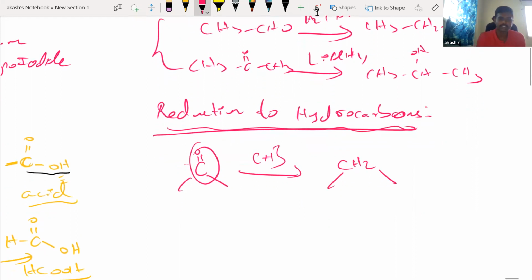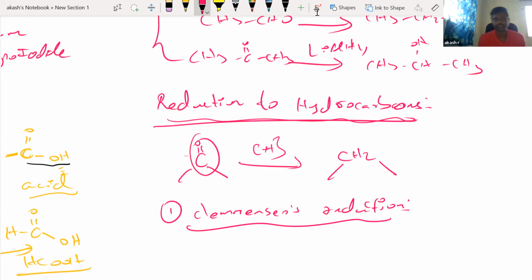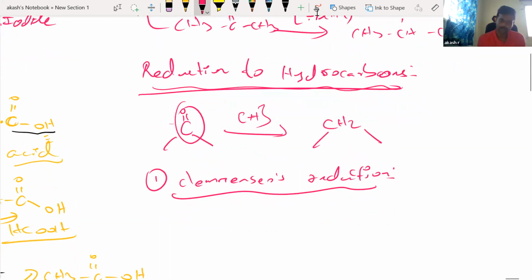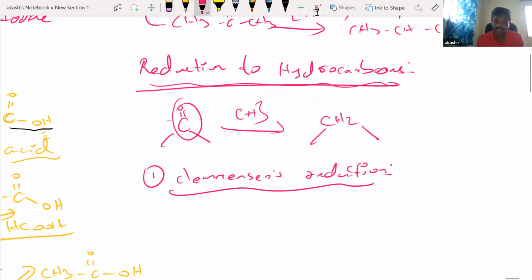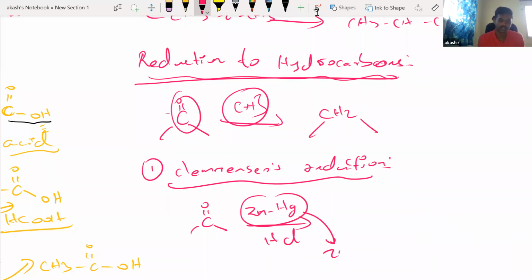Under this we have two named reactions. First one is what is called Clemmensen reduction. In Clemmensen reduction, what are we going to do? In both the reactions, the product is the same, except that the reducing agent used is what is going to change. In Clemmensen reduction, we are going to use zinc amalgam in the presence of HCl. When I write ZnHg, it means zinc amalgam.